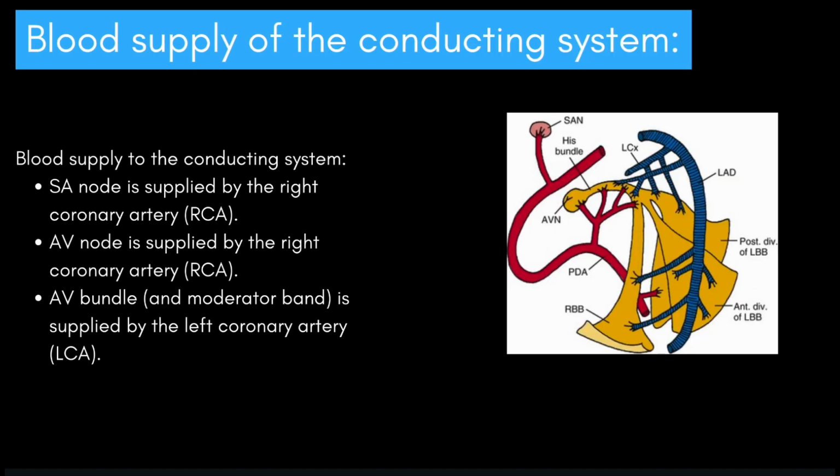Next, we're going to talk about the blood supply of the conducting system. I'm just going to give a broad overview. The SA node is mainly supplied by the right coronary artery. The AV node, right coronary artery as well. The AV bundle and moderator band are supplied by the left coronary artery.